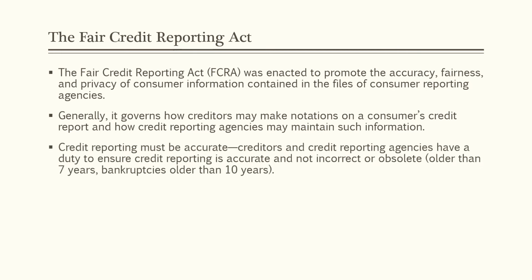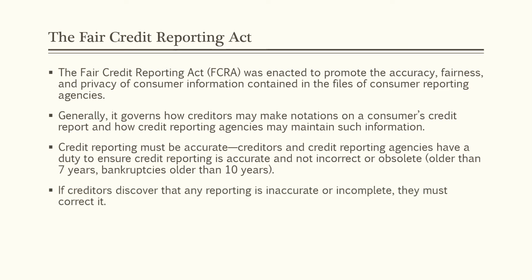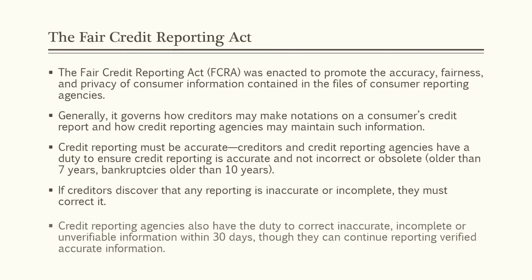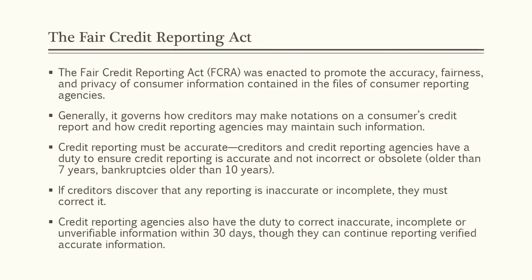Credit reporting must be accurate. Creditors and credit reporting agencies have a duty to ensure credit reporting is accurate and not incorrect or obsolete, which is older than 7 years, except for bankruptcies, which can be on the report for up to 10 years. If creditors discover that any reporting is inaccurate or incomplete, they must correct it. Credit reporting agencies also have a duty to correct inaccurate, incomplete, or unverifiable information within 30 days, though they can continue reporting verified, accurate information.